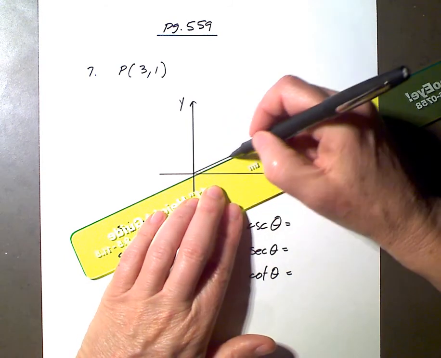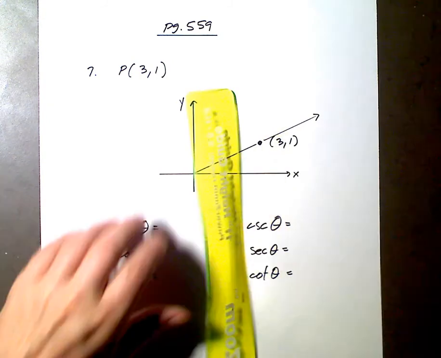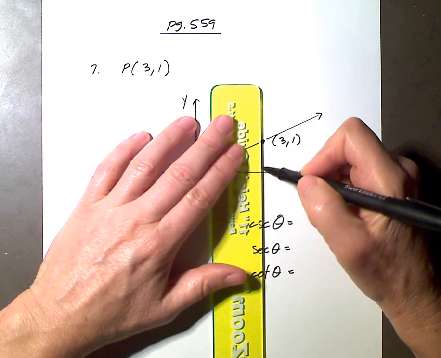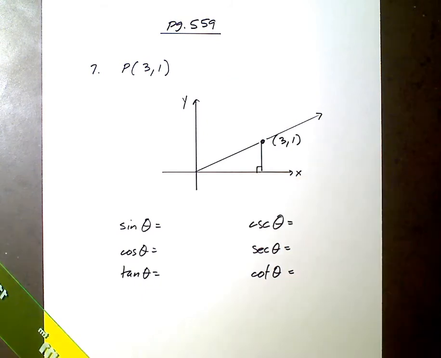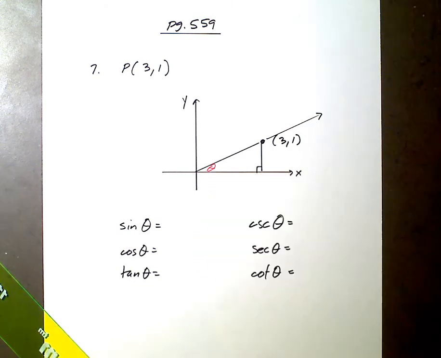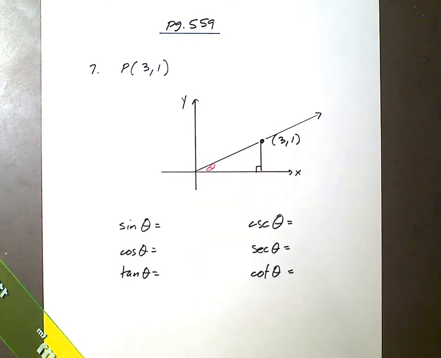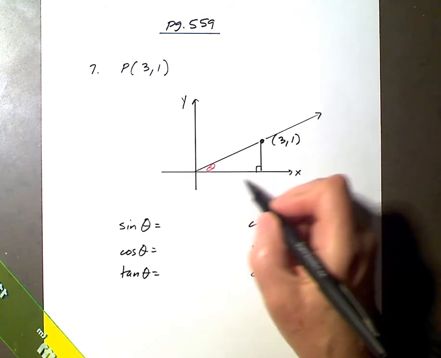So my terminal side of my angle goes through that point. So what I do is build the little right triangle down from that point with theta, the angle that I'm measuring, in that little wedge between the terminal side of the angle and the x-axis. And then I know that I can fill this in, that I went over 3 on x and up 1 on y.